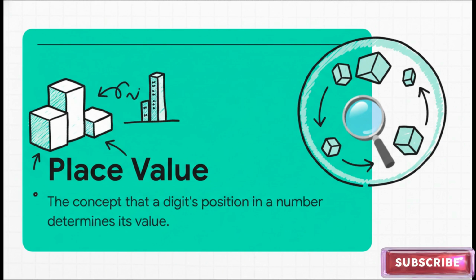You see, a 2 isn't just a 2. In the number 251, that 2 means 2 times hundreds. But if you move it to the end, it just means 2 ones. Its position changes everything. This is the system that allows us to write any number you can possibly imagine.